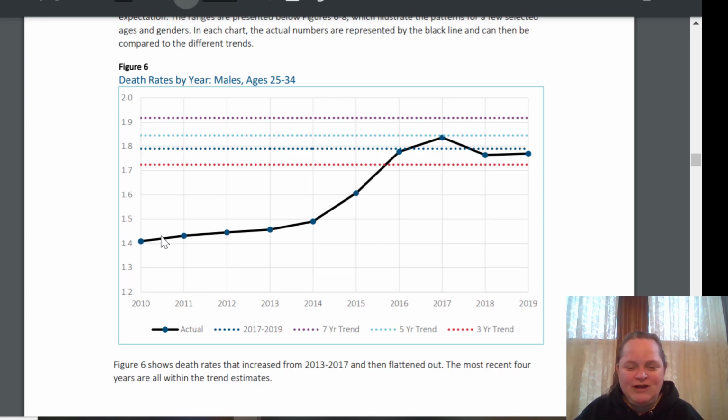In any case, it was pretty flat, and then you notice all of a sudden 2015, 2016, 2017, it was going up. And that was driven by opioid overdoses, primarily other drug abuse, alcohol abuse, suicide, and some homicide. It's just what it is. It peaked in 2017, came down in 2018, and was about level for 2019. So this is an interesting pattern for the mortality rate trend.